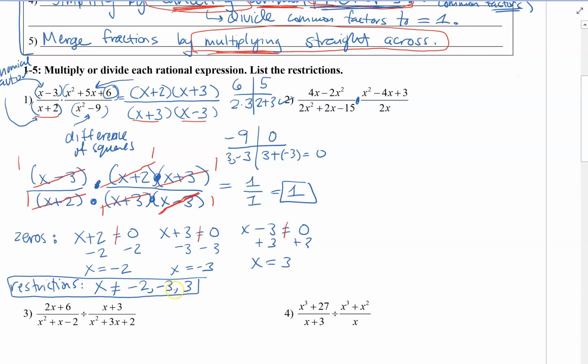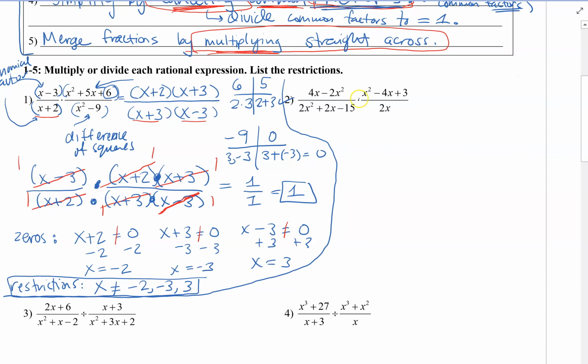Because if x is one of these 3 values, I would end up dividing by 0, which is not allowed in division, basically. So I can't let x equal any of these 3 numbers. So for all other x's, this problem will multiply together or divide together to equal 1. Okay, so now we can move on to number 2.